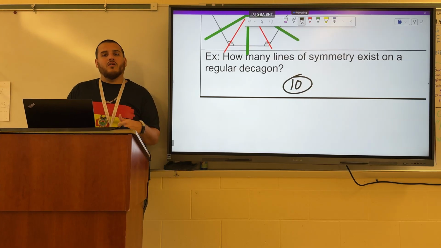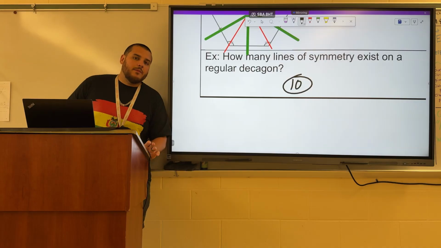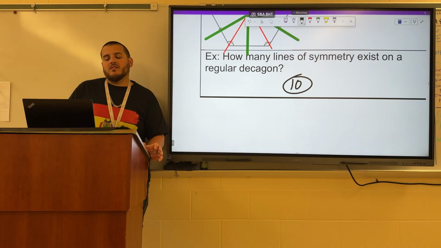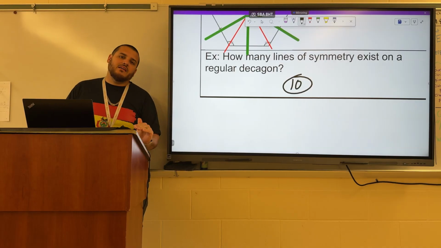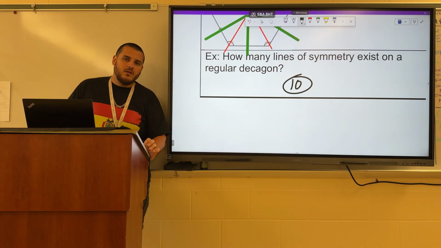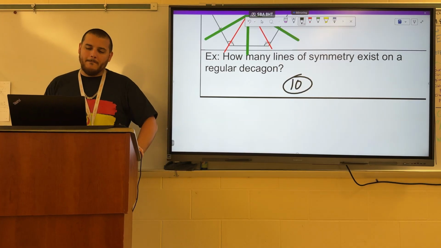You also need to know a nonagon, an octagon, a heptagon, a hexagon, a pentagon. We need to know all those, the 10 sides and lower. We need to know the names of those figures.